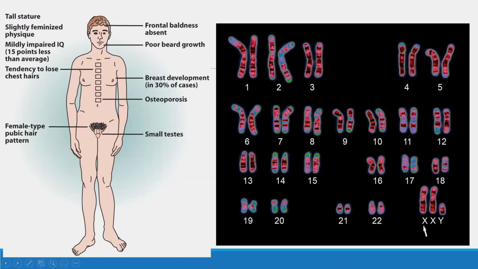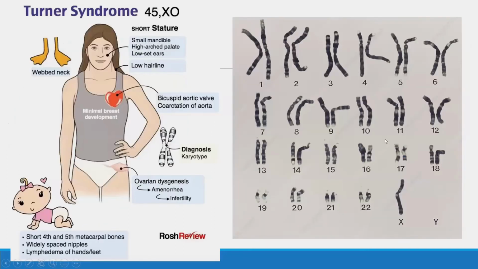The reason we say this is a man is because they've still got an X and a Y, but this is again trisomy. You've got too many chromosomes, and this ends up with a man who usually has small testicles, poor beard growth, a slightly feminized physique, and the IQ is a little bit lower. So you can mess around with the sex chromosomes as well.